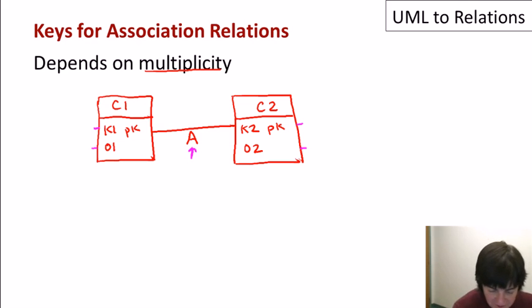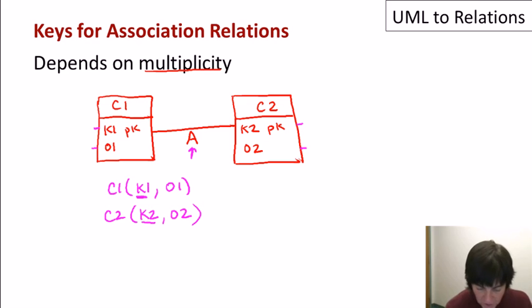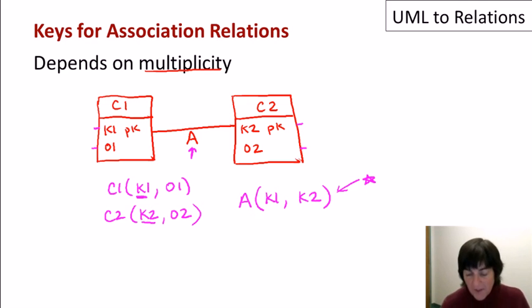So in terms of the relations that would be generated, we'll have for C1, K1, O1 with K1 as a key. For C2, we'll have K2, O2 with K2 as a key. And then for our association A, we'll grab the key from each side, K1 and K2. And the question we have now is, what is the key for relation A? Well, as a default, the key can be both attributes together, but in certain cases we can be more specific. And again, that's going to depend on the multiplicity on our association.